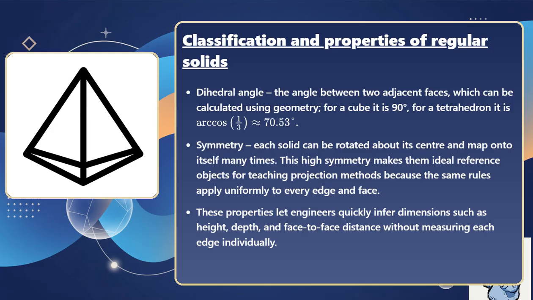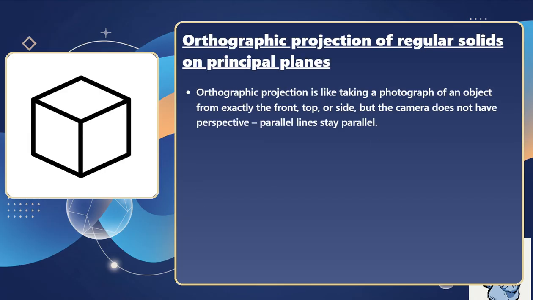Orthographic projection is like taking a photograph of an object from exactly the front, top, or side, but the camera does not have perspective. Parallel lines stay parallel. For a regular solid, we draw 3 views on the principal planes.